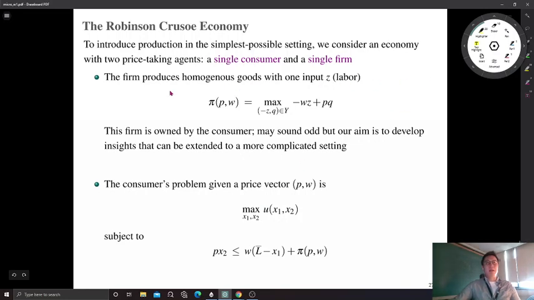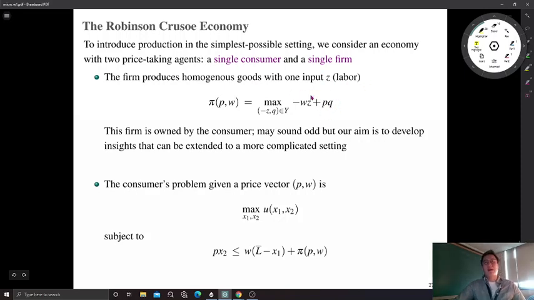Let me first illustrate the firm's problem. The firm produces homogeneous goods, right? So we don't have to think about multi-product. Suppose for easy exposition, we are going to focus on the firm producing only one homogeneous good. And the firm uses only one input, z, okay? And here z stands for labor.